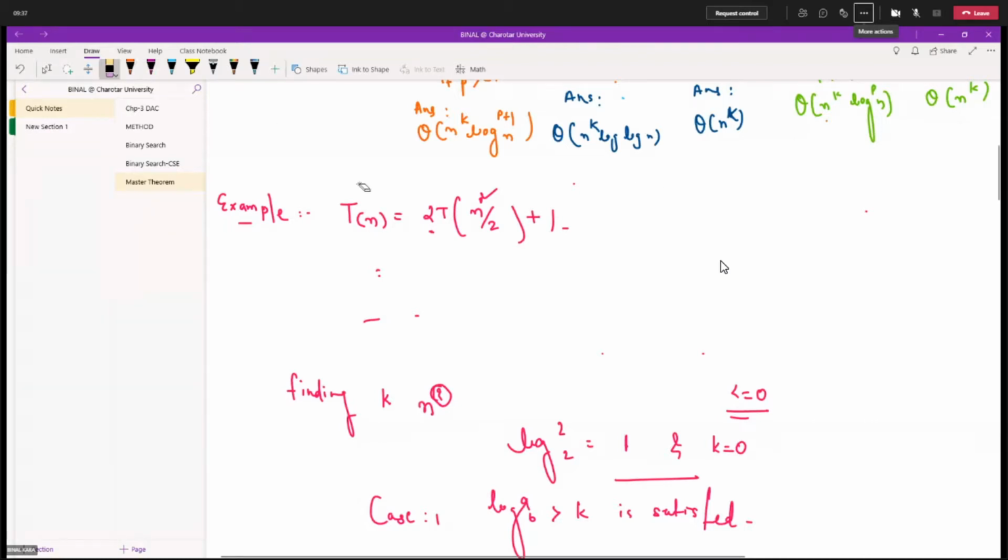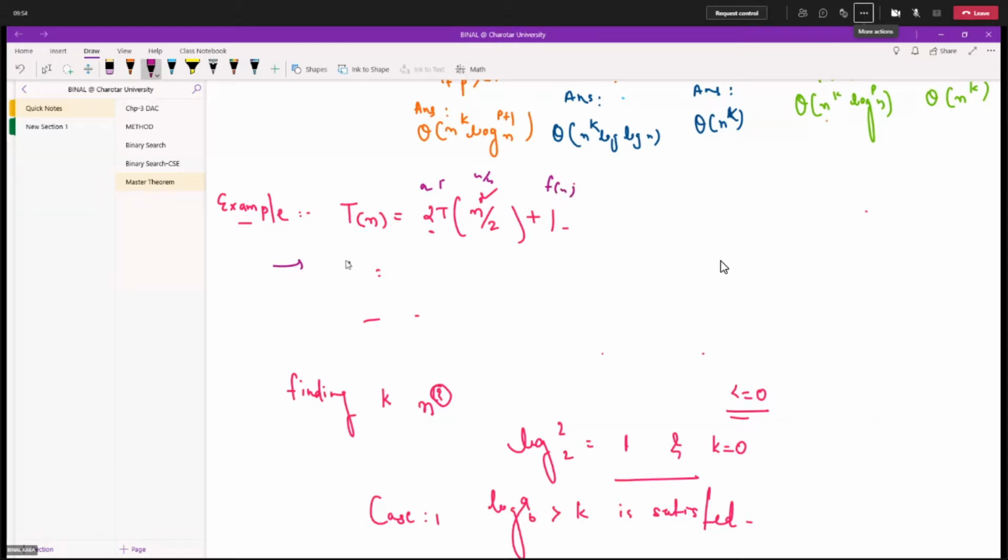So I have a function, or we can say the recurrence function T(n) = 2T(n/2) + 1. This is the T(n/b) part, and this is your f(n), right?